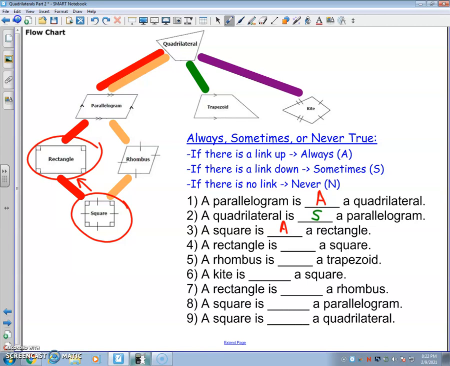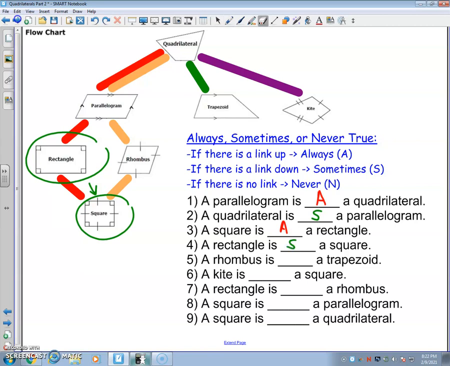Let's try reversing that. So rectangle is blank a square. We're going downwards using this red path. So are all rectangles squares? No. Only the ones that have equal sides. But most of the time, you know rectangles have different lengths and different widths. So this will be sometimes. So there was a link going downwards.